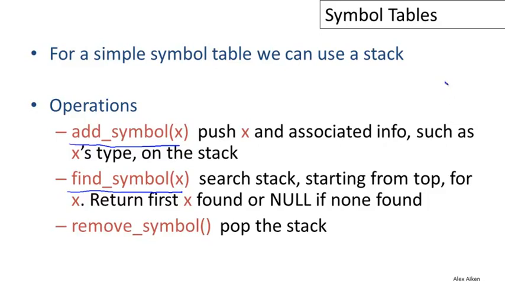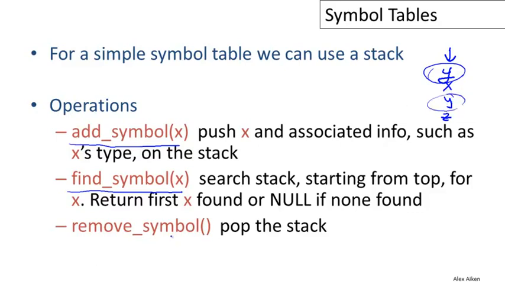So for example, if we have a stack that say has X, Y, and Z on it, and then we come into a scope that introduces a new Y, we would push Y on top, and now if we search through the stack, we would find this Y first, effectively hiding the old definition of Y.